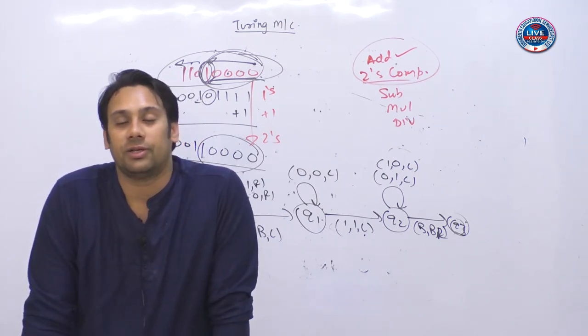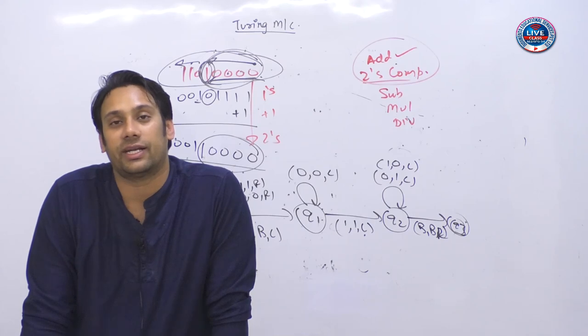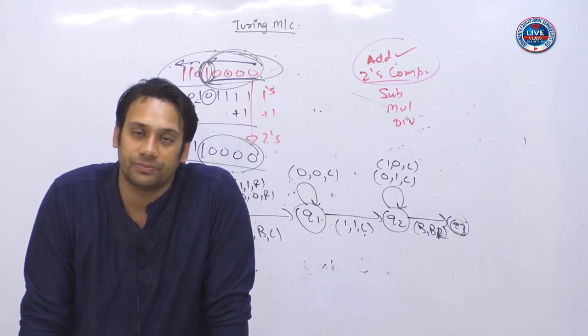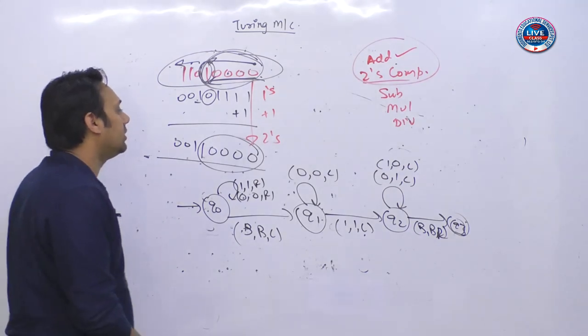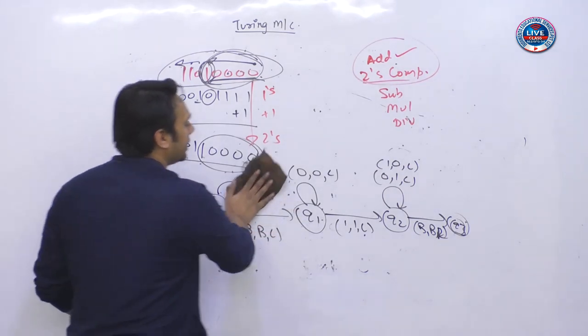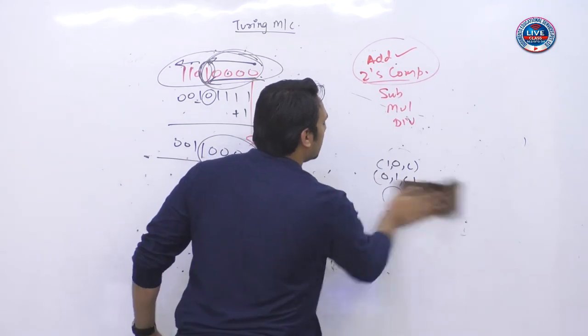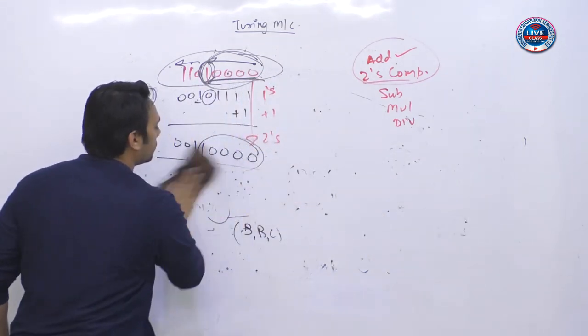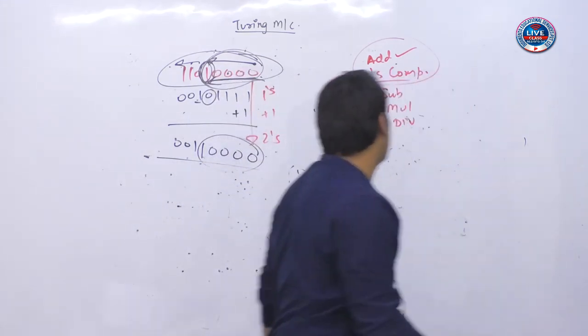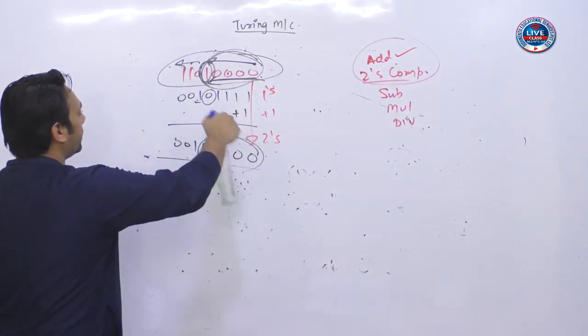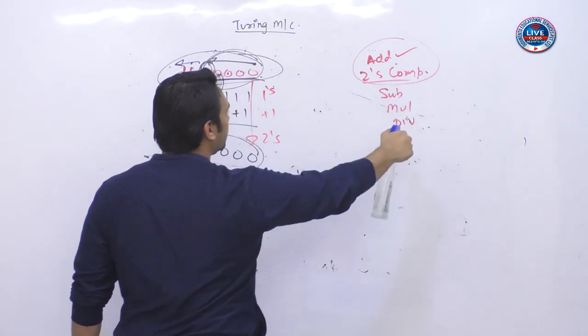So now your Turing machine becomes a computing device. It can act as a computing device, it can act as a computer. But still there are a few more tasks that can be done by your computer but not by a Turing machine. For that also we have a method. How can you perform those tasks that can be done by a computer, not by a Turing machine? Let me show you.